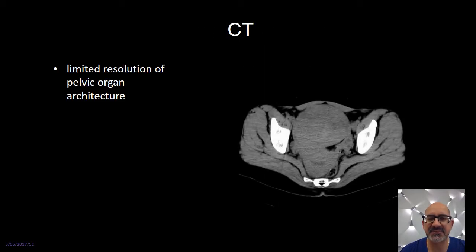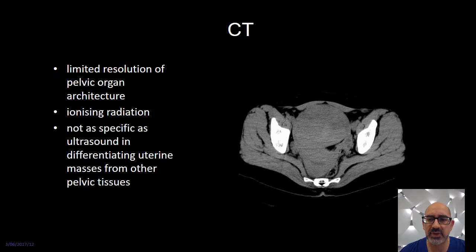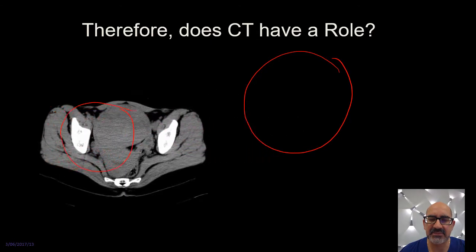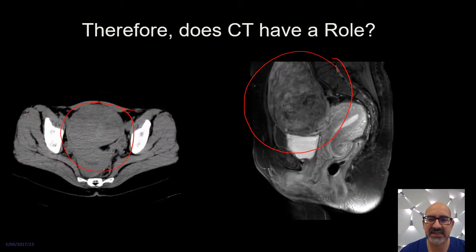A CT scan gives very limited resolution of pelvic structures, and I'm going to show you two imaging modalities of the same pelvic mass. This is a patient who presented with a pelvic mass, and you can see that in these images where we have a CT and an MRI side by side, it is chalk and cheese. The MRI quite clearly demonstrates the fibroid over here, whereas with the CT scan we have something happening in the pelvis, and it's really quite difficult to differentiate what is what.